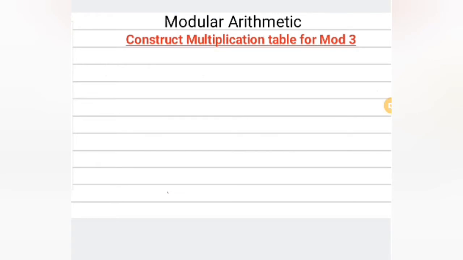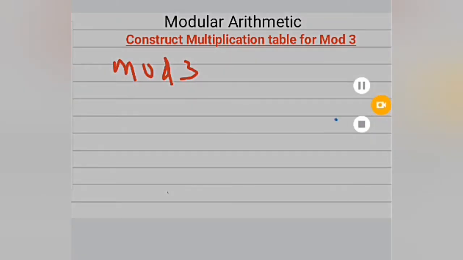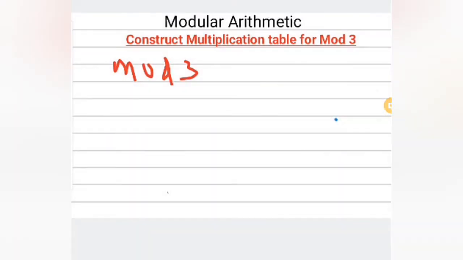So in today's class, we'll be looking at the multiplication table for modulus arithmetic. Now, looking at the first question we have here, construct the multiplication table for modulus 3. In this case, don't forget that when something is in mod 3, all the digits involved can only be 0, 1, and 2. These are the digits we can have.